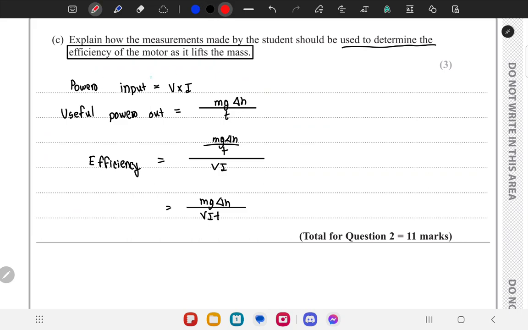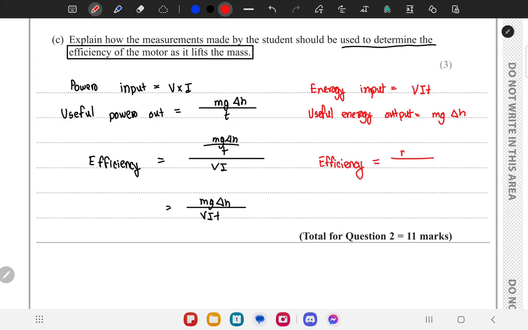Instead of taking this in power, we could also do it in energy. So energy input is IVt, or power into time. So this is IVt or VIt. Useful energy output would be mg del h. So efficiency is mg del h by VIt, the same expression. So we could use both approaches.